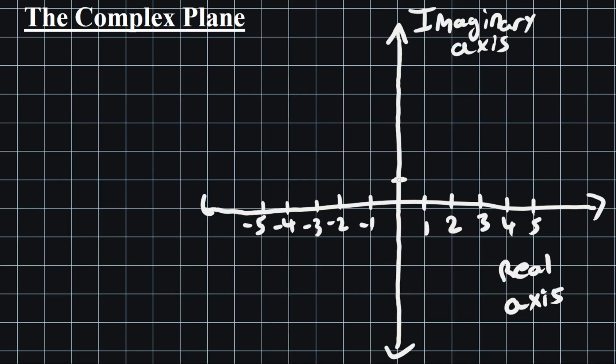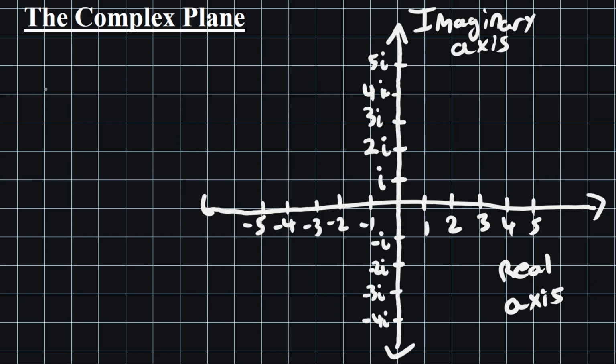Instead of marking the first one right here as 1, we are going to mark that as 1i, or just i. And instead of marking this as 2, we will mark this 2i. And we'll go in that order: 3i, 4i, 5i. And we'll go in reverse: -1i, or really just -i, -2i, -3i, -4i. That's enough. So let's go ahead and start plotting some complex numbers.